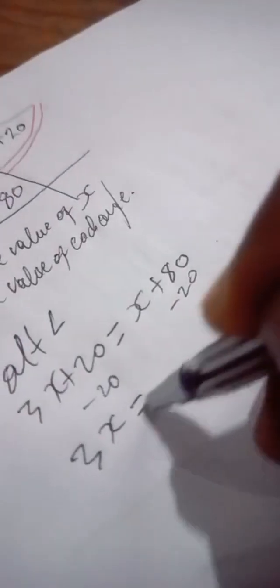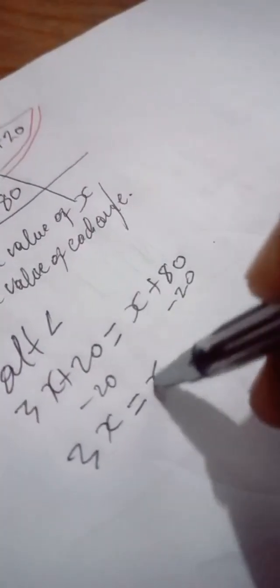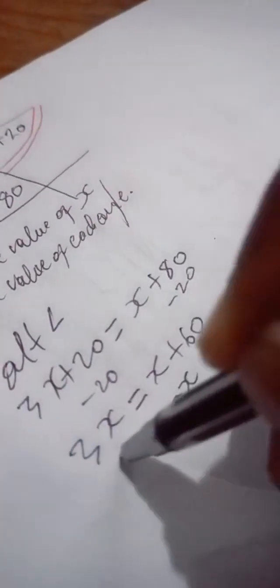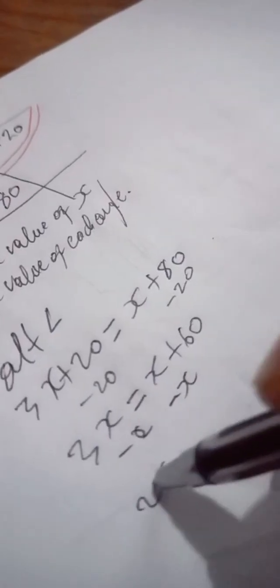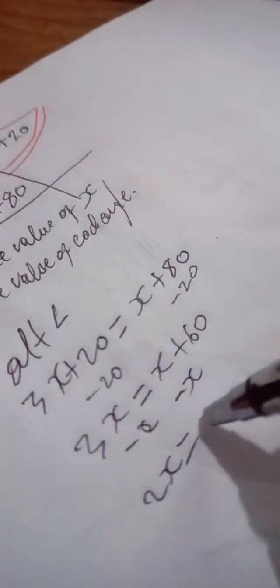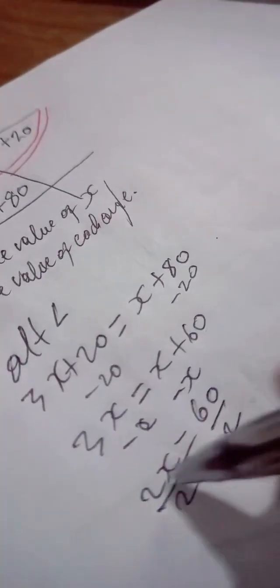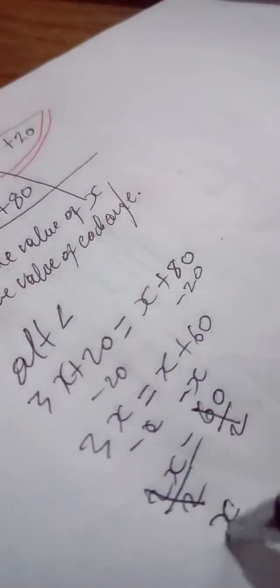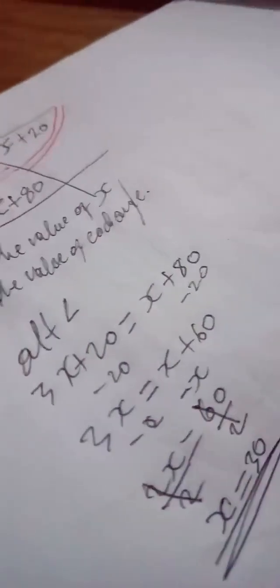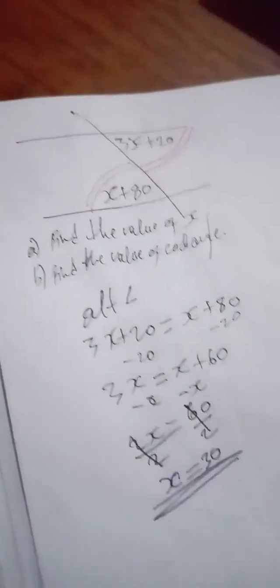Now we have minus 20 on both sides. So 3x is equal to x plus 60. Minus x on both sides. 2x is equal to 60. Divide by 2 on both sides. x is equal to 30.